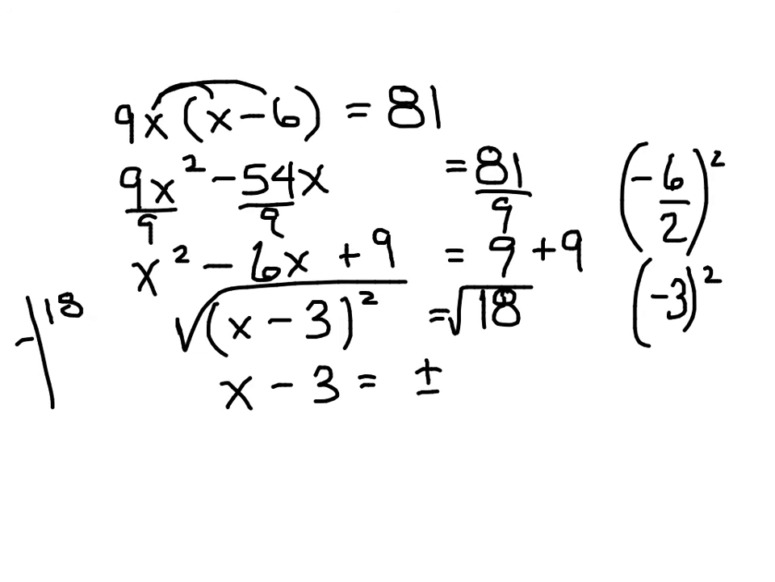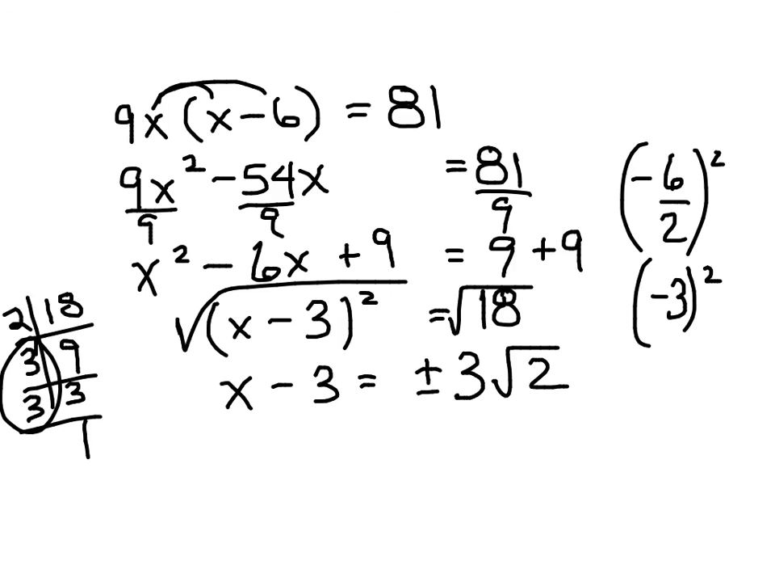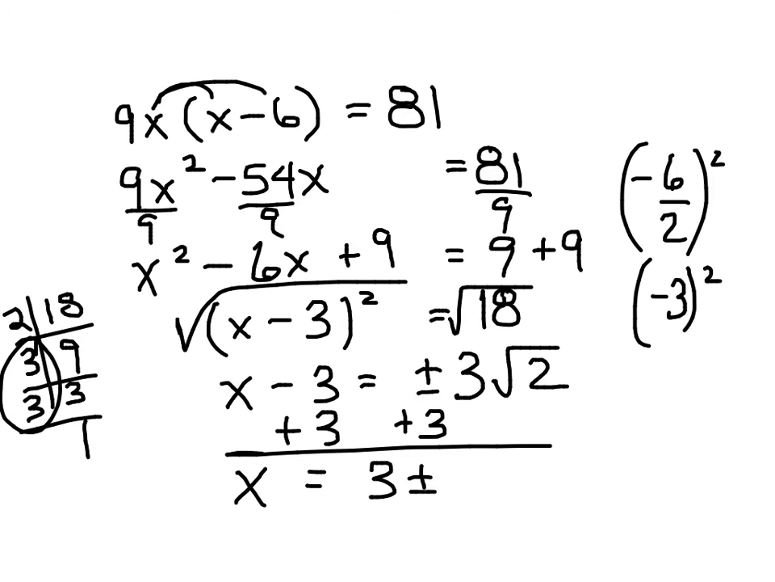Ooh, 18 does reduce. Let's do that over here on my scratch paper. Does 2 go into 18? Yep, 9 times. 3 goes in there 3 times, and 3 goes in there once. I got a pair of 3s with a deuce left over. Add 3 to both sides. I get x equals 3 plus or minus 3 root 2. That's number 15.